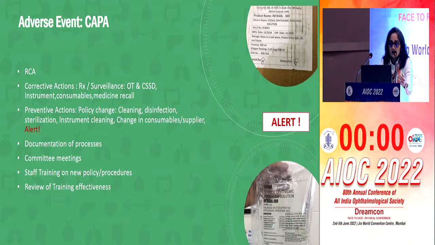Okay. So when an adverse event happens, after doing root cause analysis, we have to take corrective actions and then preventive actions. So what are the corrective actions? We treat the patients, we do OT surveillance, CSSD surveillance, again instrument, consumables and medicine recall, and preventive actions to prevent infection from happening again in future. So here we need to change the policy, change your cleaning, disinfection protocol, sterilization and instrument cleaning protocol, change the consumables. You can change your supplier vendor and alert your colleagues regarding the faulty consumable.